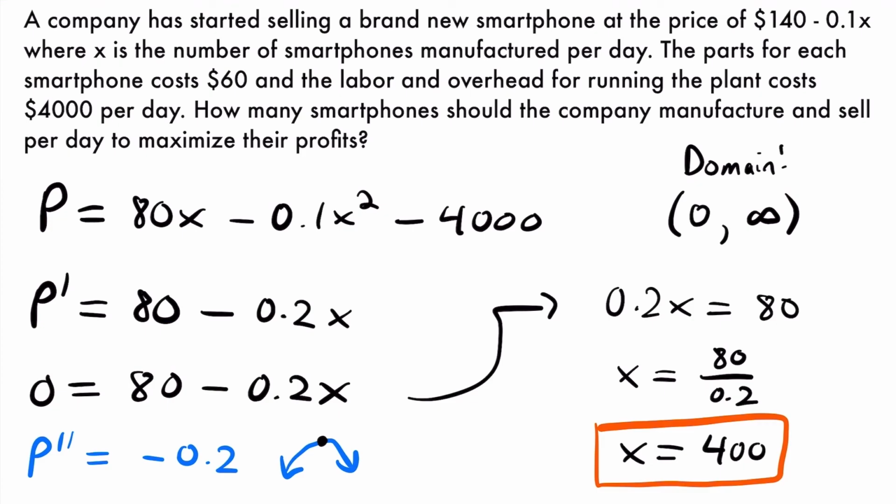Okay, but the fact that the second derivative is negative confirms that this value of x is a maximum, and so we can conclude that if the company produces and sells 400 smartphones per day, they will maximize their profits. All right, and so that's it for this optimization problem.